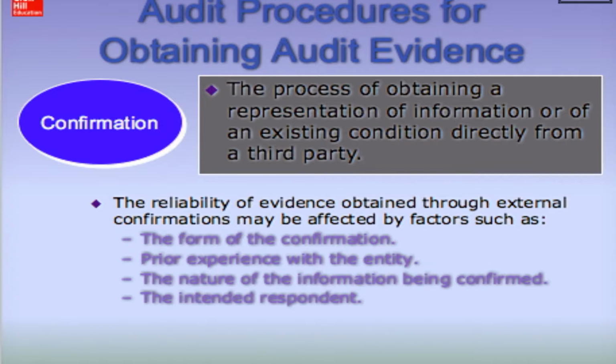Confirmation in the textbook is defined as the process of obtaining a representation of information or of an existing condition directly from a third party. This basically means if the company you're auditing is saying something about an outside party, go check and see if it's correct.